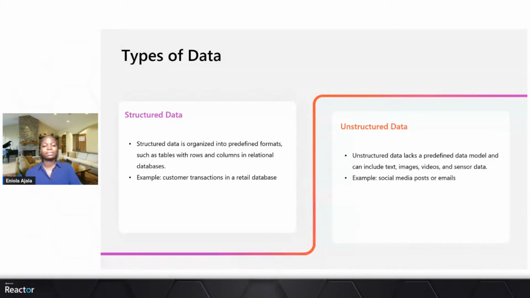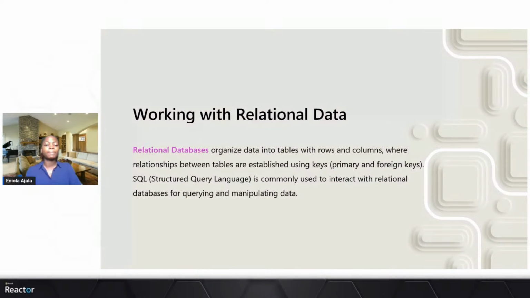Unstructured data lacks a predefined data model and can include text, images, videos, and sensor data. It has a lot of randomness in it. It can contain text, images, videos. So you have to start sorting this type of data before you can finally use them.